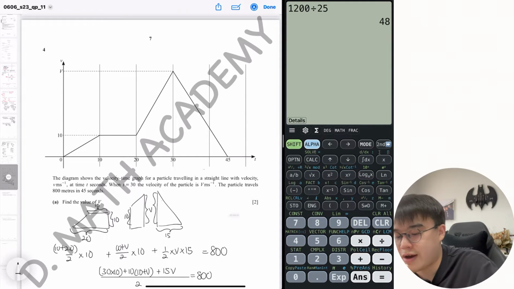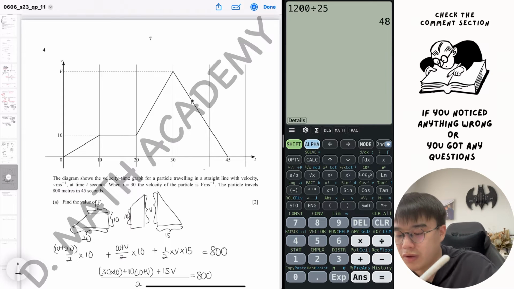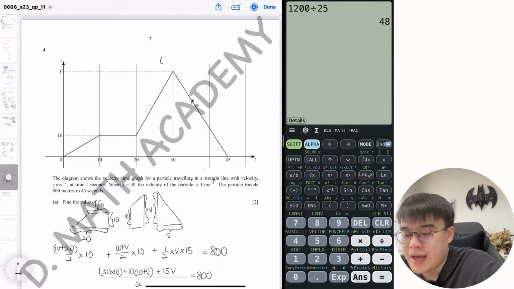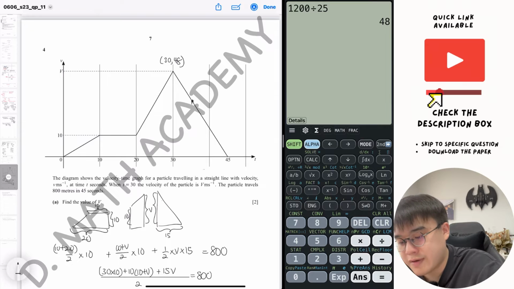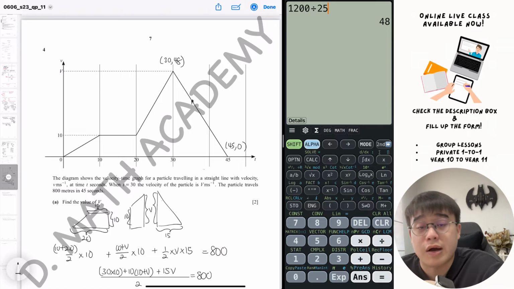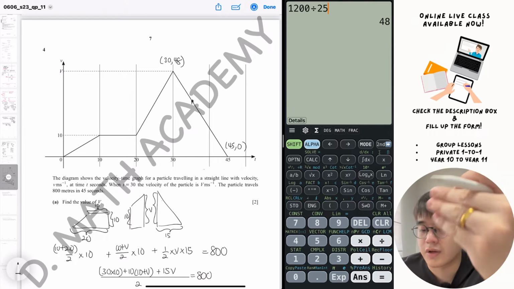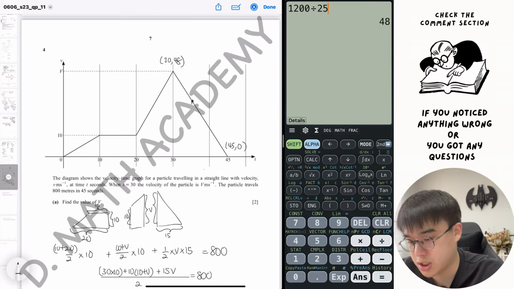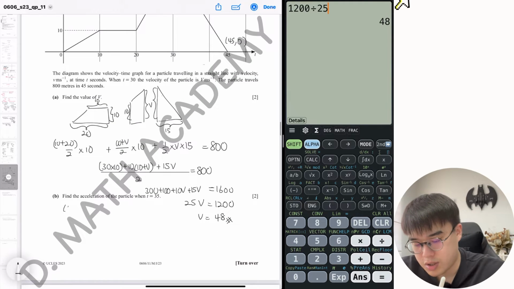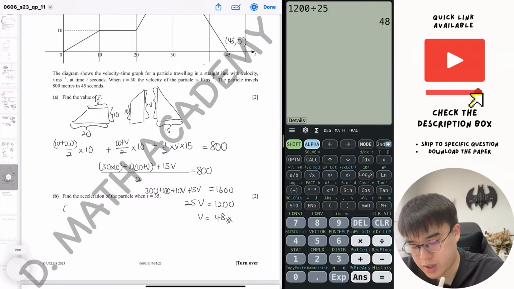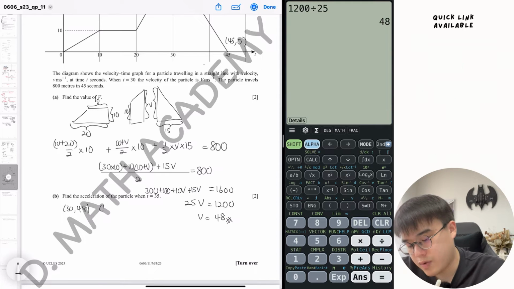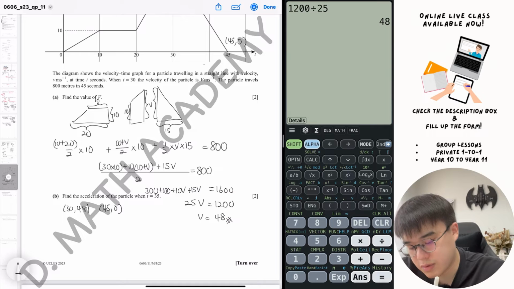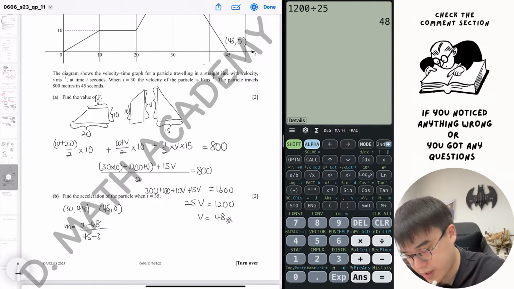35 is somewhere around here. Okay, we don't have the information, but what we do have is the results here, which when we calculate the gradient, the gradient of a velocity graph will actually be the acceleration here. So 30, 48, 45, and 0. Calculate your gradient. 0 minus 48, over 45 minus 30.